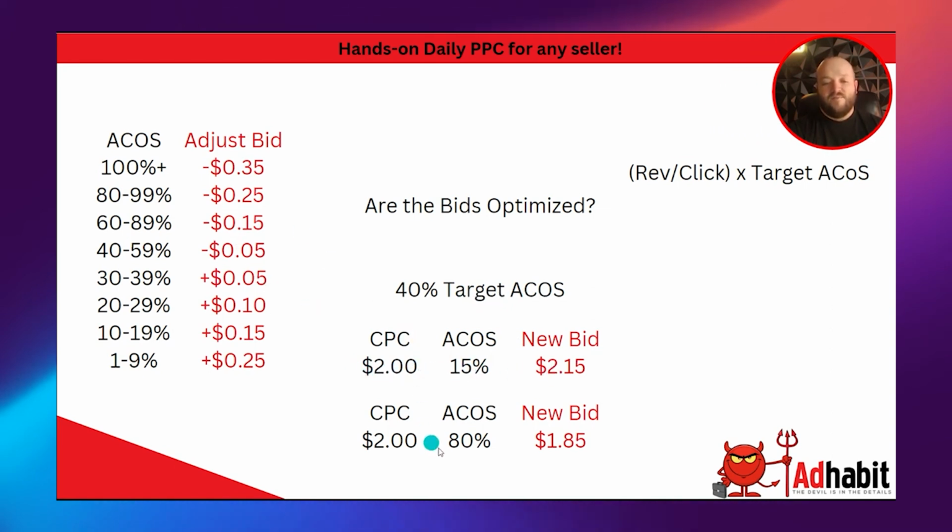According to this chart here, if you have an ACoS of 80% and a cost per click of $2, then you need to drop your bid below that cost per click if you want the ACoS to start to go down. All right, it's just a simple, quick page for reference on how to properly optimize a bid.